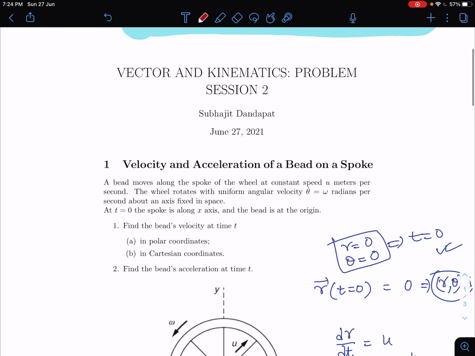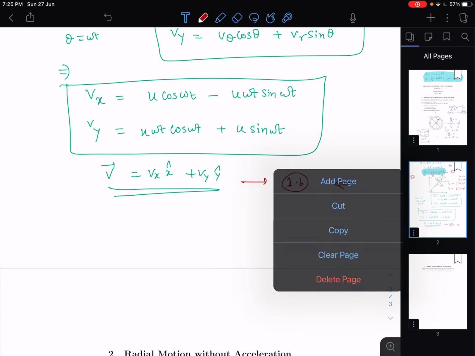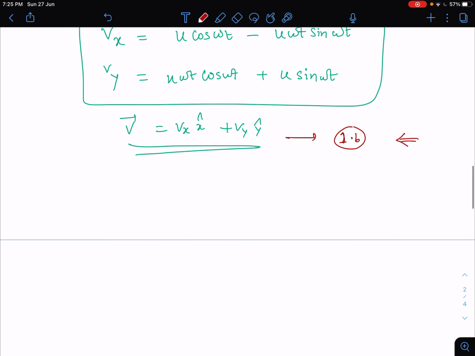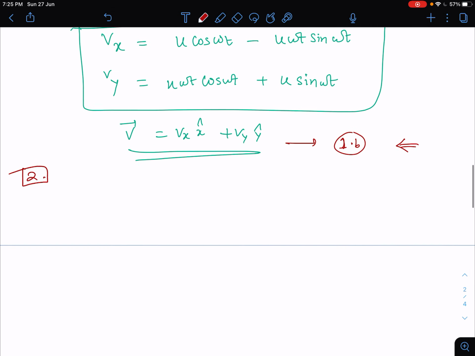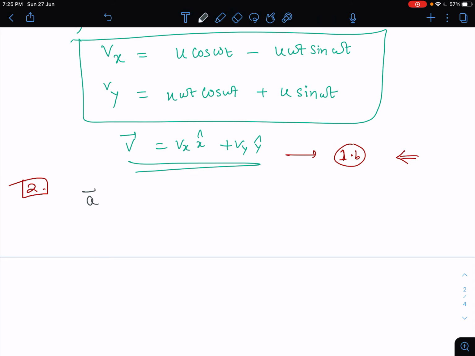Now the next thing we need to find is the bead's acceleration. How do you find that? This is just problem 2.1.2. The expression for acceleration is given as (r double dot minus r theta dot square) r cap plus (r theta double dot plus 2 r dot theta dot) theta cap.